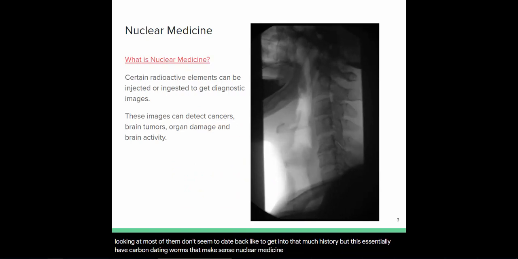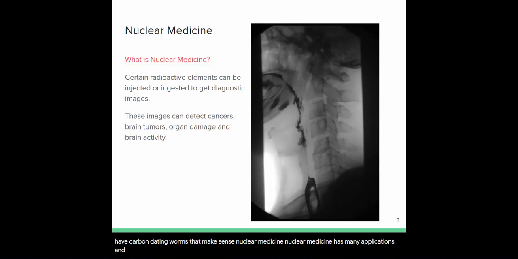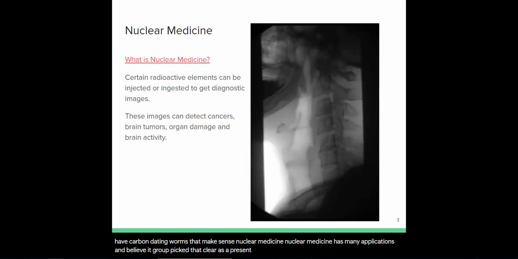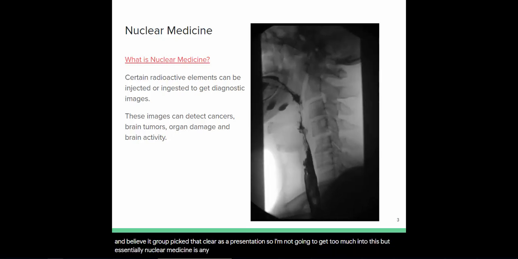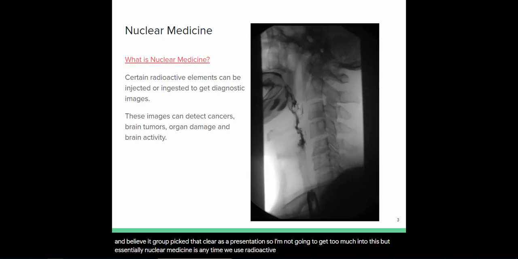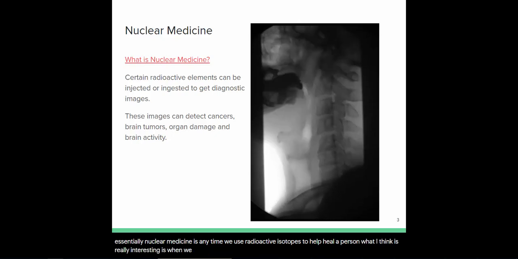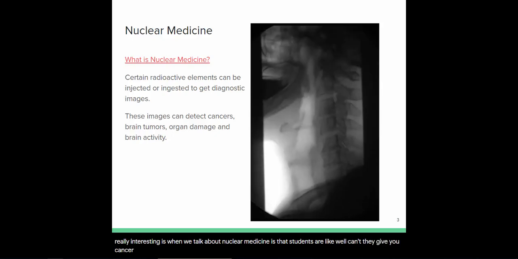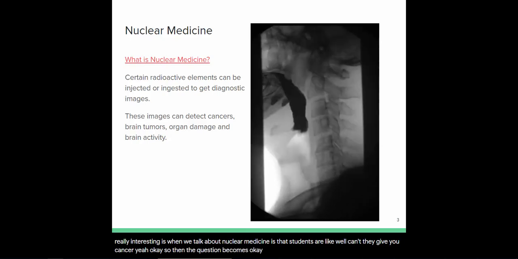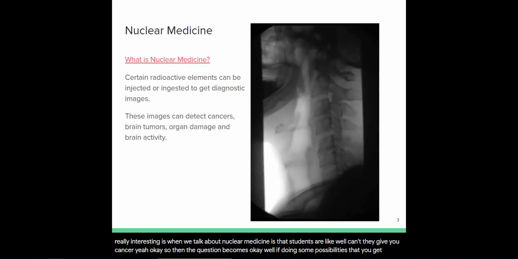Nuclear medicine. Nuclear medicine has many applications, and I believe a group picked nuclear as a presentation, so I'm not going to get too much into this. But essentially, nuclear medicine is anytime we use radioactive isotopes to help heal a person. What I think is really interesting when we talk about nuclear medicine is that students are like, well, can't that give you cancer? Yeah, it can. So then the question becomes, if the possibility is that you get cancer, why would we use it?